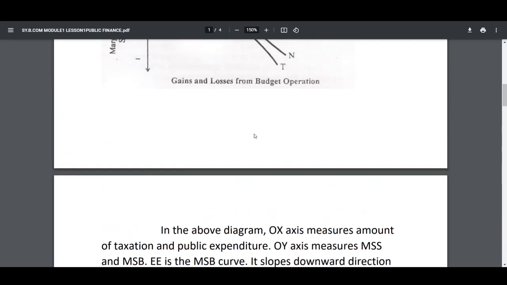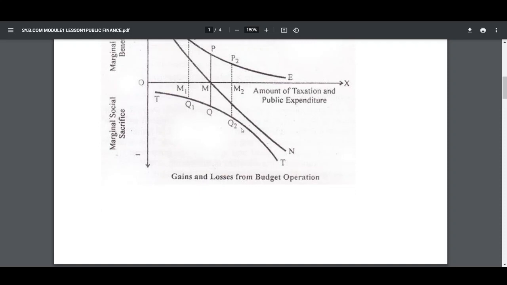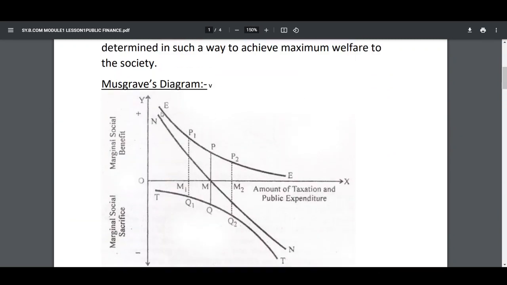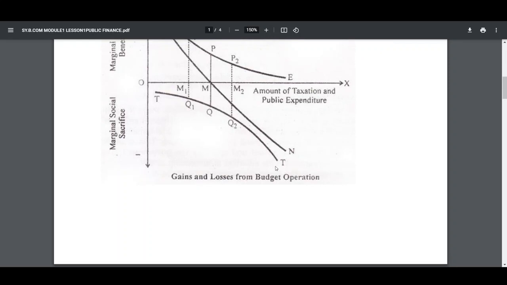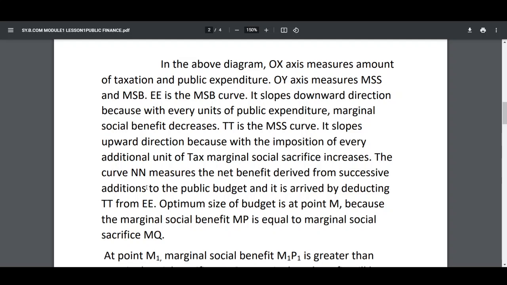And now TT is the MSS curve. What is the shape? It slopes upwards. With every additional unit of tax, what happens to the MSS curve? The sacrifice increases. Therefore, the MSS curve, symbolically TT, slopes upwards. So, EE is the MSB curve, which slopes downwards, and TT is the MSS curve, which slopes upwards.